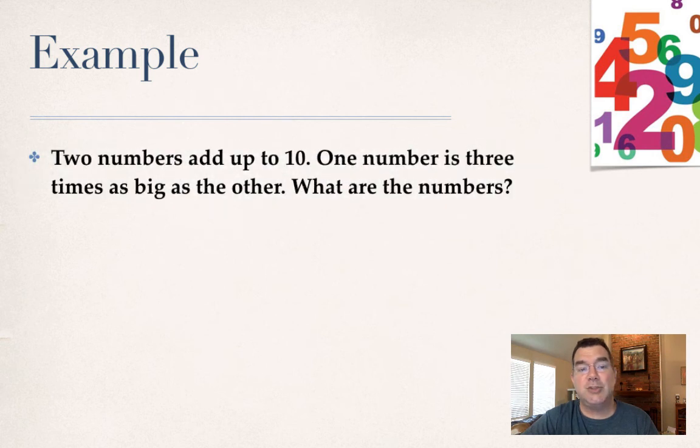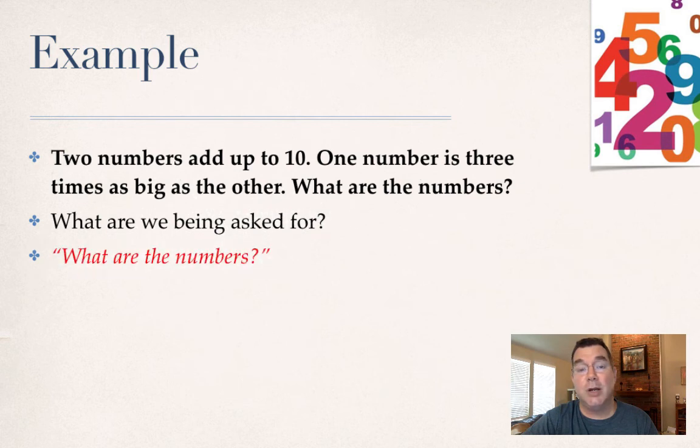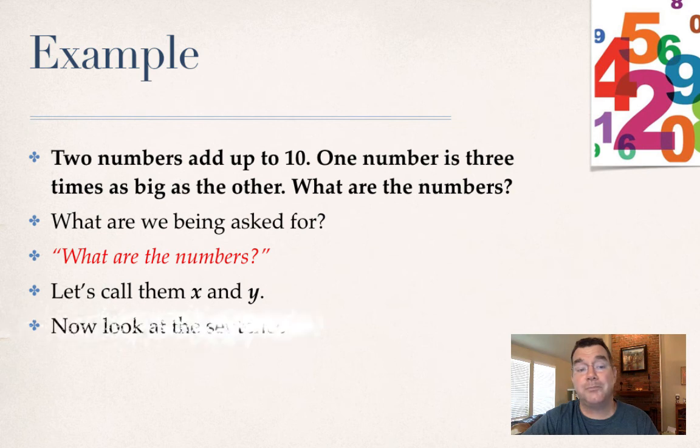Okay, so let's say I have two numbers that add up to 10. One of the numbers is 3 times as big as the other. What are the numbers? So normally when I start out, I look at what the question is. I'm looking for that question mark. So what I'm being asked for: what are the numbers? Okay, so I really don't know much else about those numbers, so I'm just going to call the first number x and the second number y.